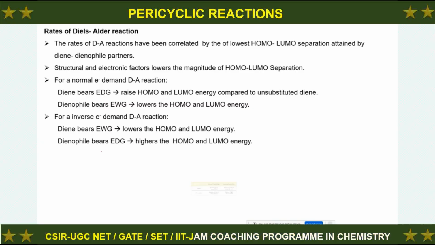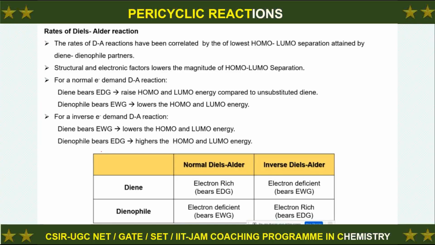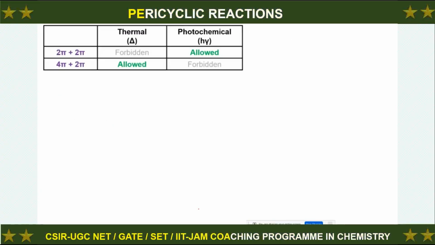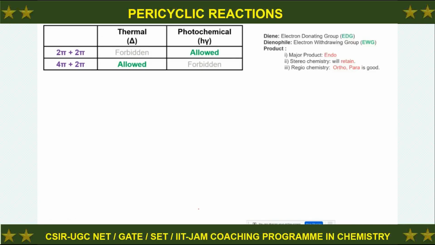In the inverse one, it is completely reversed. That's all. So here the diene bears an electron donating group, but there the diene bears an electron withdrawing group. Here the dienophile has an electron withdrawing group, there the dienophile has an electron donating group. It is just inverse electron demand, so it's the inverse Diels-Alder reaction. This is a combined slide of these things.